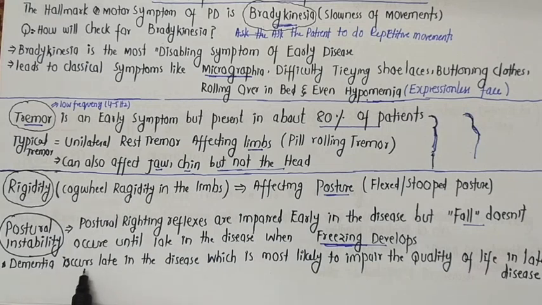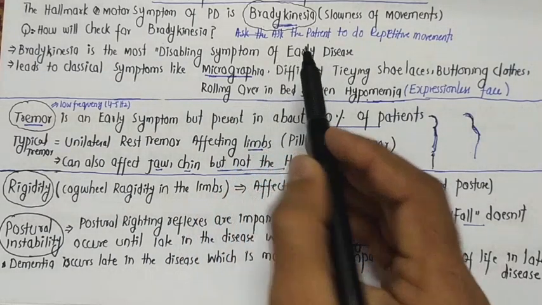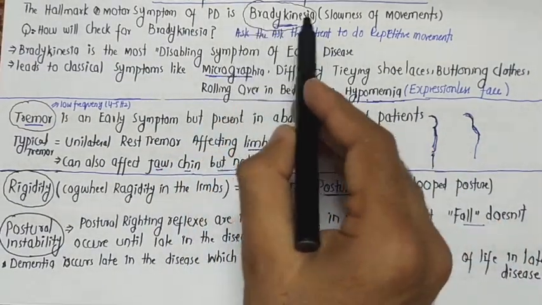Now, the dementia occurs late in the disease, which is the most likely to impair the quality of life in later stages. So in late stages of the disease, it is the dementia which is the most concerning thing for the patient and also for the caregivers. And in early stages, the most concerning feature is bradykinesia.